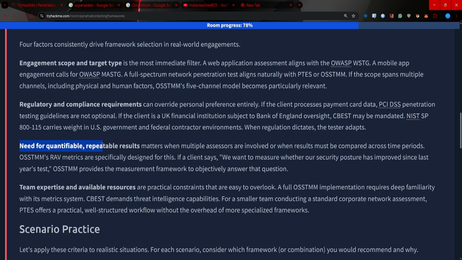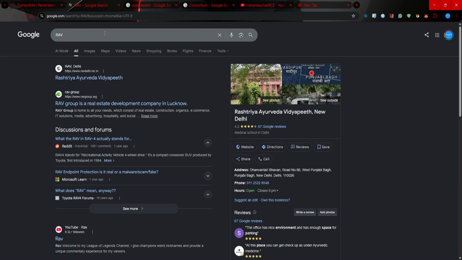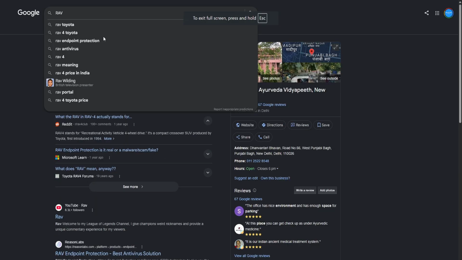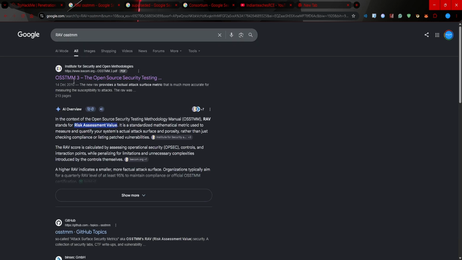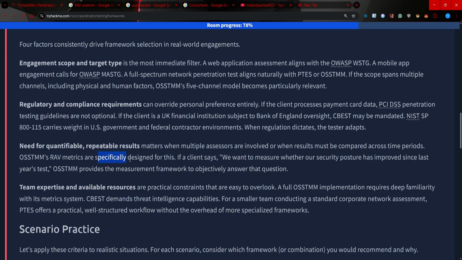The need for quantifiable, repeatable results matters when multiple assessors are involved or when results may be compared across time periods. OSSTMM's RAV metrics, risk assessment values, are specifically designed for this. If the client says, we want to measure whether our security posture has improved since last year's test, OSSTMM provides the measurement framework to objectively answer that question.